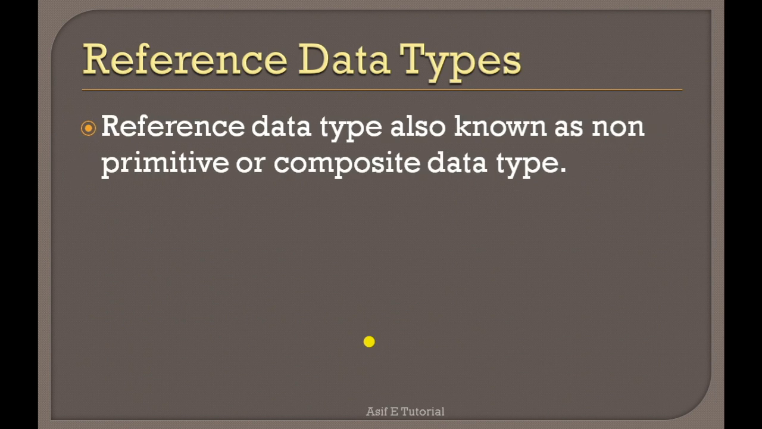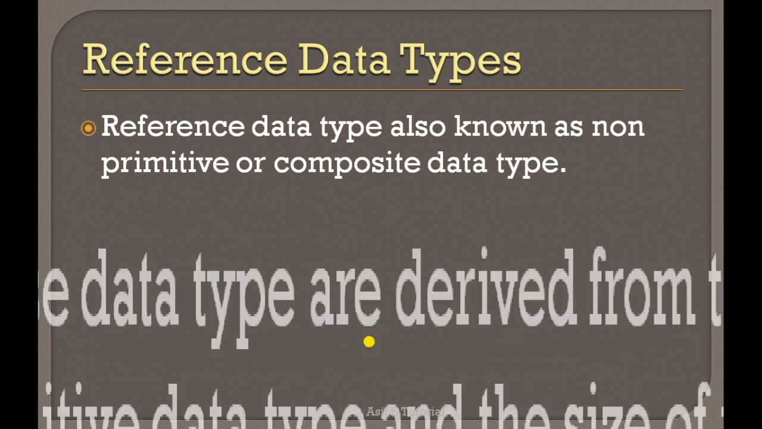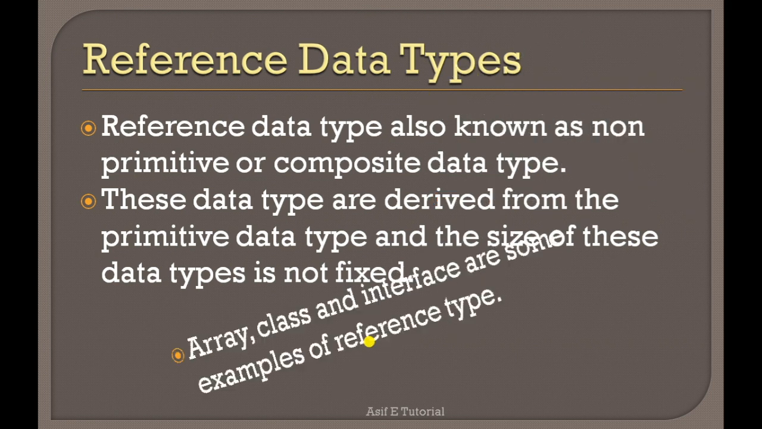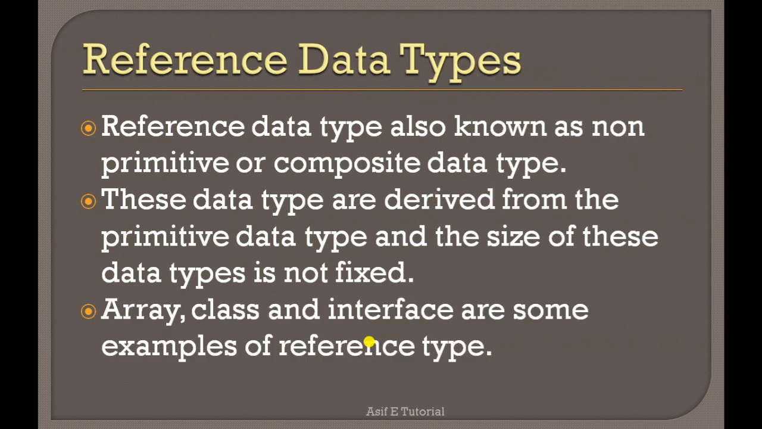Now the next is reference data type. Reference data type, also known as non-primitive or composite data types. These data types are derived from primitive data types. It means whenever we want to create reference data type, we have to use primitive data type, and the size of these data types is not fixed. The examples are array, class, interface.